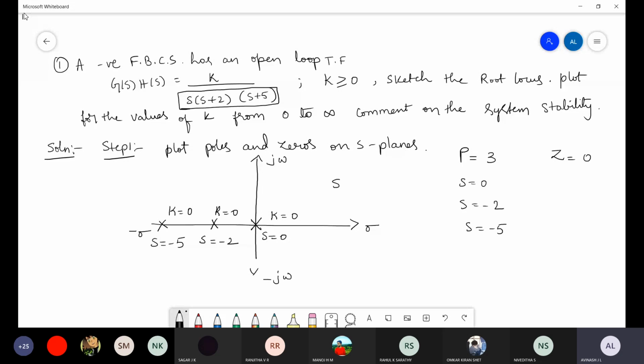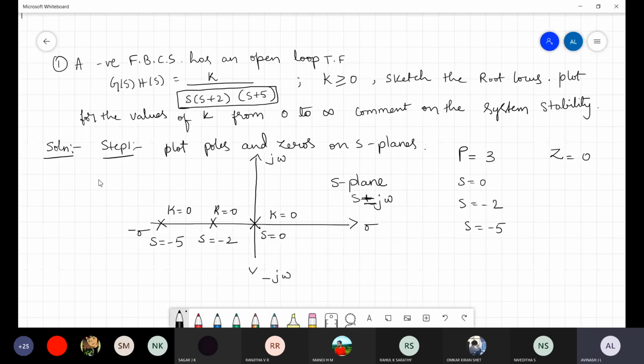This particular plane is called the S plane. Here in the x-axis we have taken sigma and in the y-axis we have taken j omega. So here the S plane is S equals sigma plus or minus j omega, is the term we can consider. Is it clear to you? This is the first step.